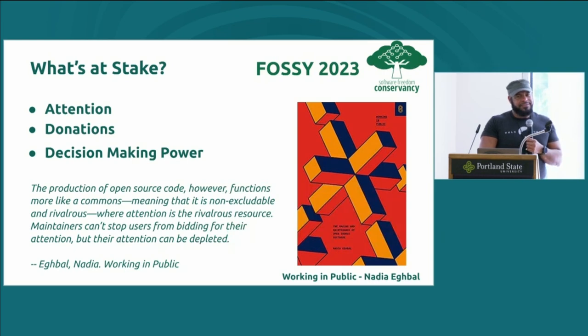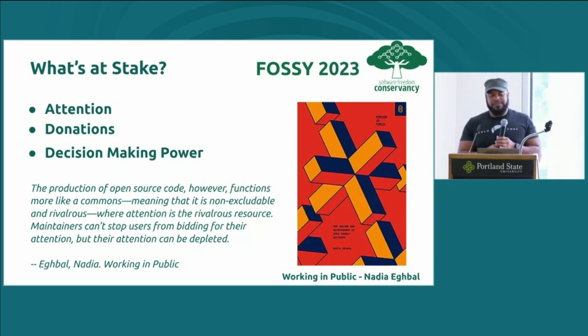Now, what's at stake? What are we talking about, the surplus and open source? All right, so we have a book here, Working in Public. One of the things that they pointed out was that, first, open source in general, people think of it as a public good. It's a non-rival resource in economic jargon. So basically, when one person uses it, it doesn't hurt anyone else. So just go ahead and let everyone use it.